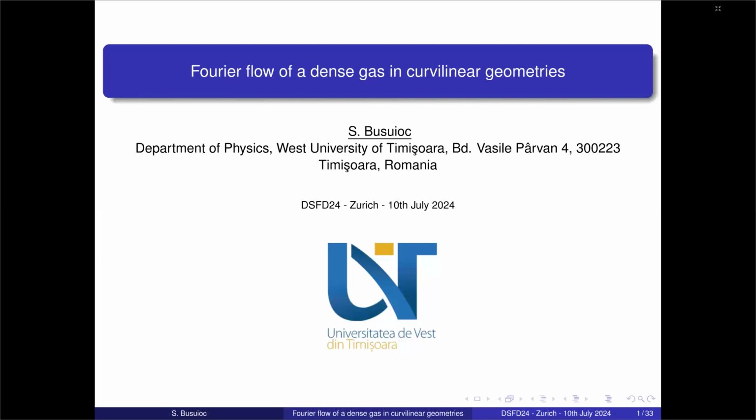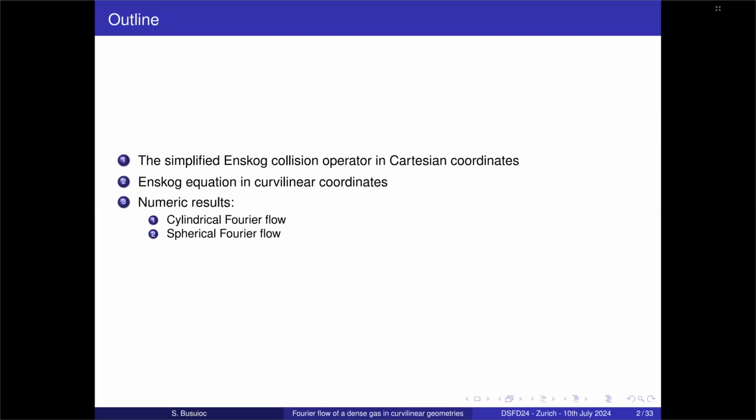Thank you for the introduction. Hello, everybody. So I'll be playing today with the hard spheres, basically, and looking at the different collision integral, the Enskog collision integral, and how we can implement that in a lattice Boltzmann or a finite difference lattice Boltzmann, and then look at some curvilinear geometries like cylindrical or spherical.